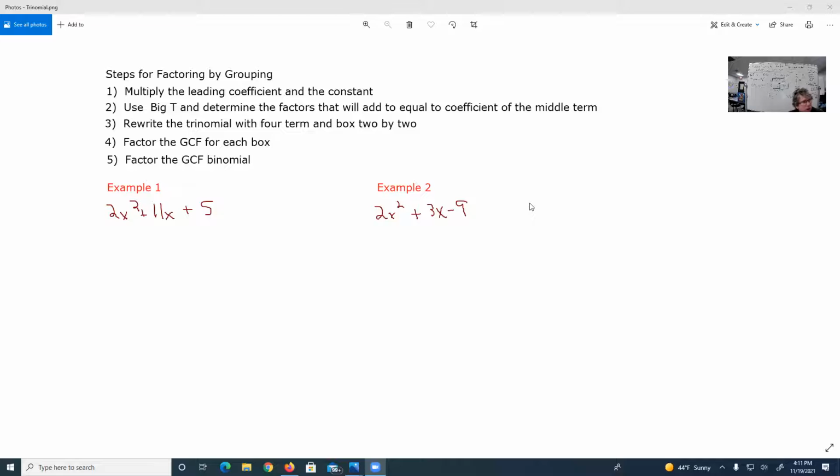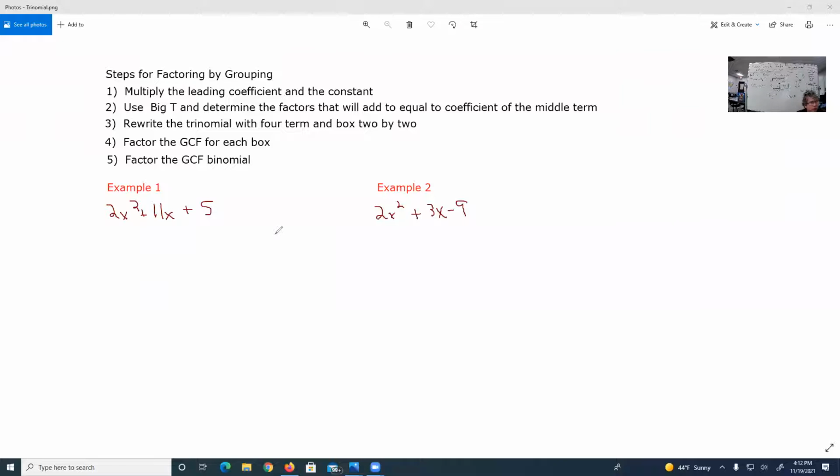So I went ahead and made the steps of factoring by grouping. So again, it's not a bad idea to pause the video. And if you want to go ahead and write those steps down and be ready to do the examples, that would be a good idea. I will not pause. I'm going to continue on. So what we want to do now is start with our first example.